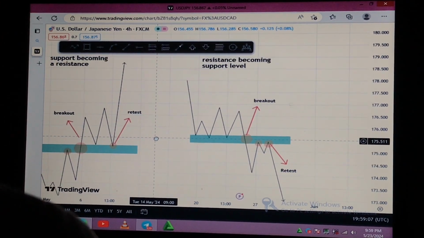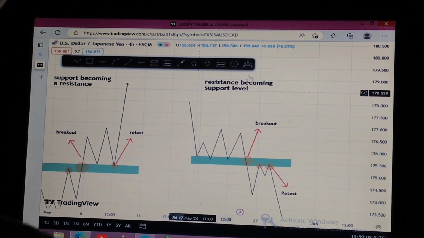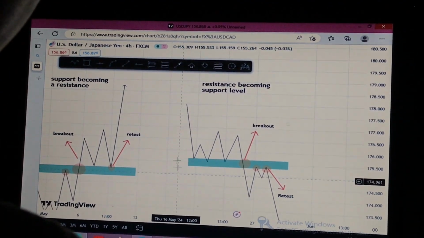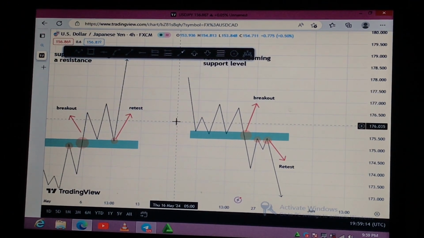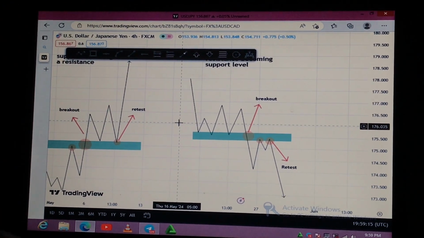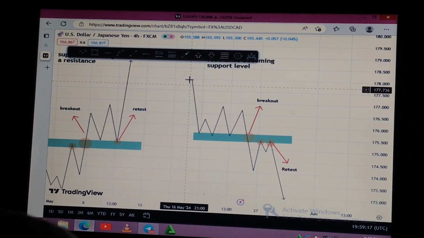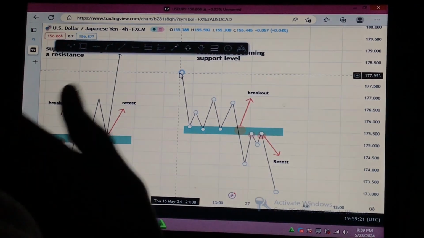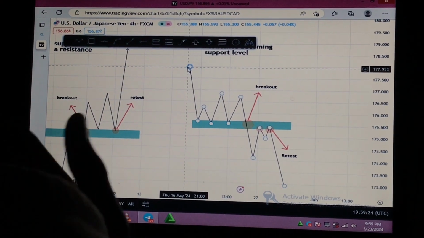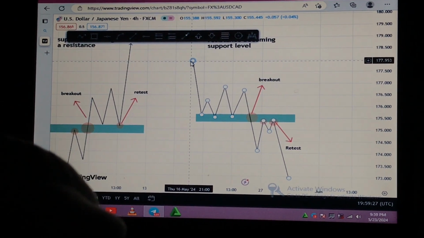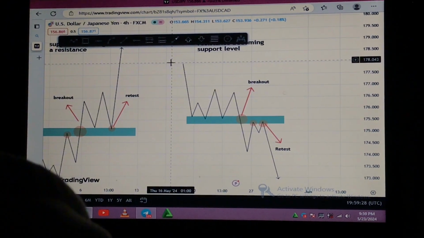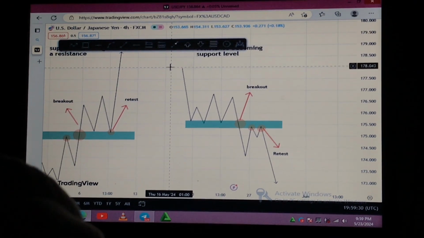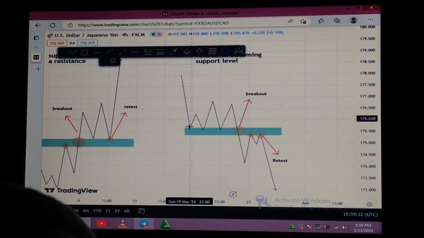Same thing as resistance becoming a support level, as you can see. I'm sorry Bafethi if I'm being fast, but I hope you do understand. If you don't understand, you just have to watch the video over and over again until you get it, and I will advise you to take some notes. Actually, I would recommend you make some notes every time you learn something.